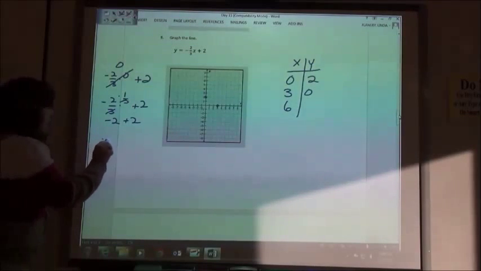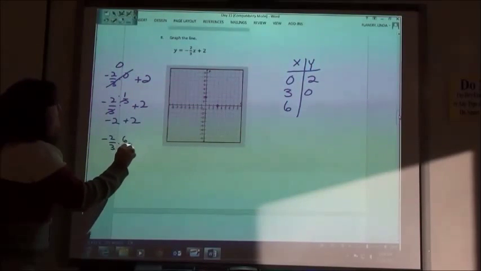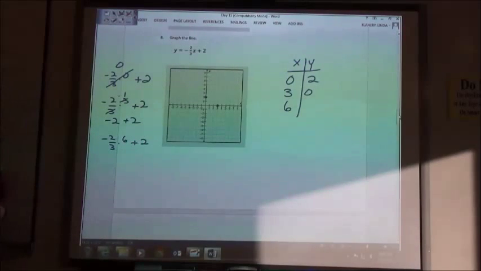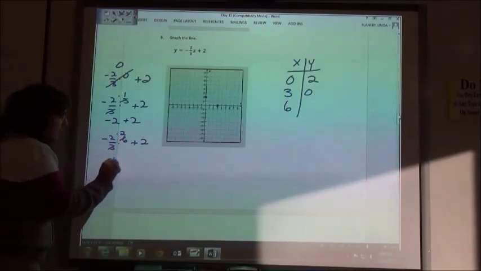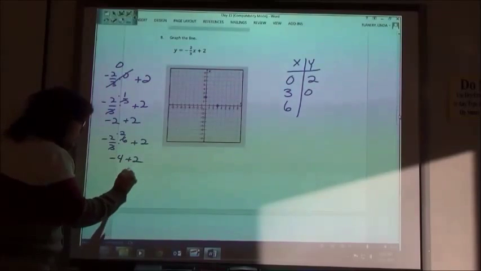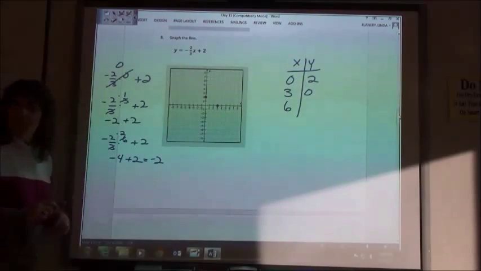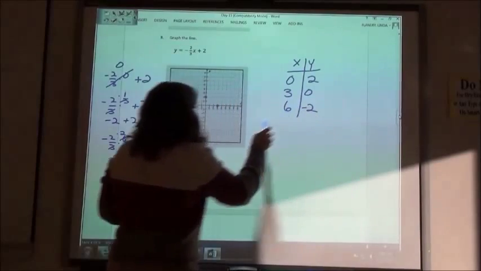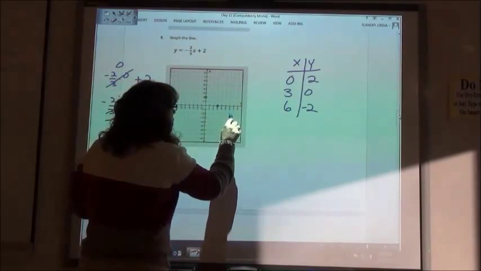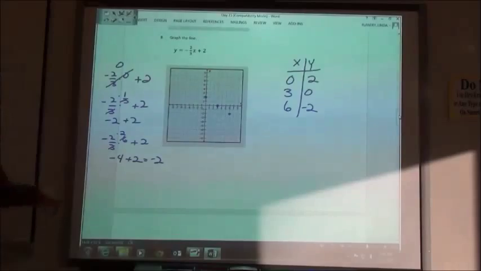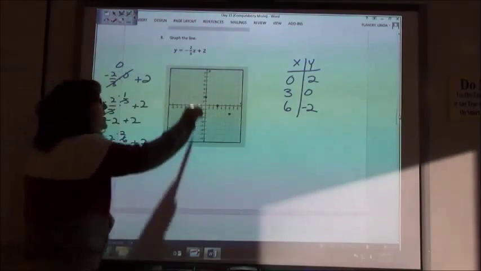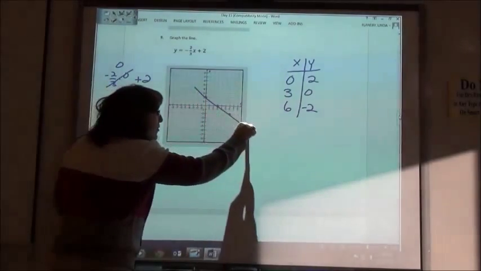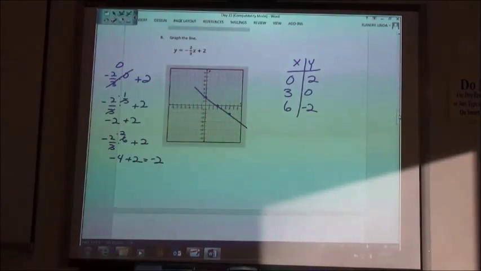And then if you do negative 2/3 times 6 plus 2, you get negative 2. 3 goes into 6 2 times. 2 times negative 2 is negative 4, and negative 4 plus 2 is negative 2. So 6 over, down 2. And then we can connect our dots. We knew that our slope was negative, so as we connect our dots, we should be going downhill from left to right, which we are, so that's always a good sign.